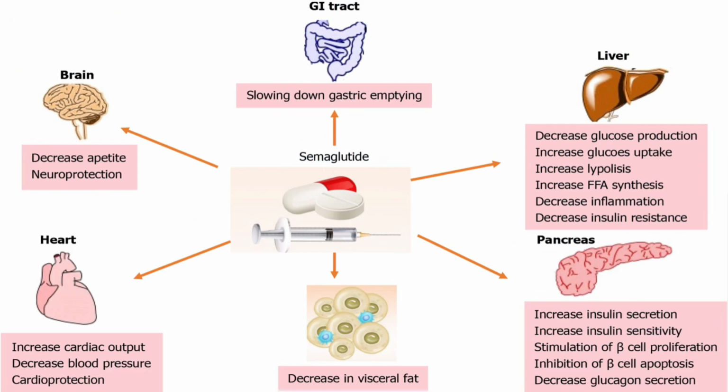The various effects of semaglutide are: in the GI tract, it slows down gastric emptying. In the liver, it decreases glucose production, increases glucose uptake, increases lipolysis, increases free fatty acid synthesis, decreases inflammation, and decreases insulin resistance. In the pancreas, it increases insulin secretion, increases insulin sensitivity, stimulates beta cell proliferation, inhibits beta cell apoptosis, and decreases glucagon secretion.